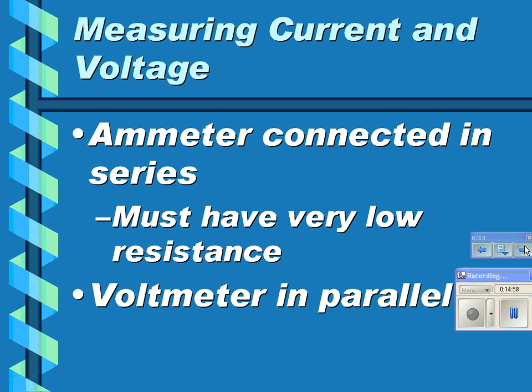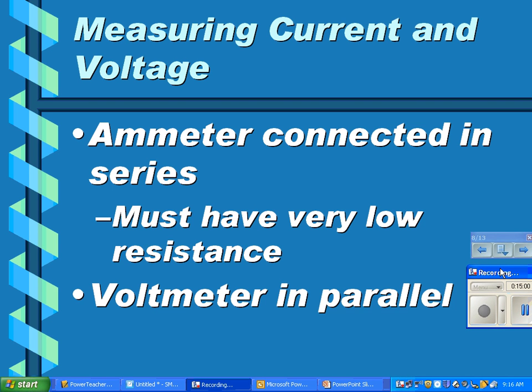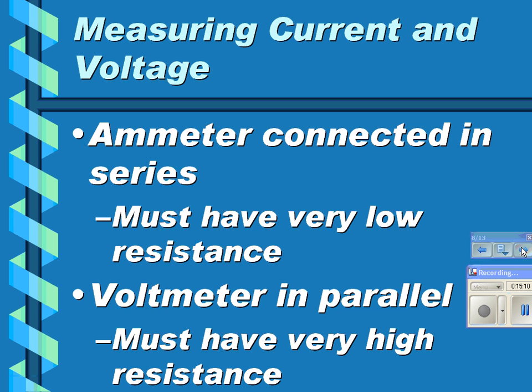The voltmeter is opposite. You connect a voltmeter in parallel around the object that you're trying to measure, so that you can measure the difference in potential between two locations, what we call voltage or potential difference. And a voltmeter, in order to work properly, must have infinite resistance or extremely high resistance.